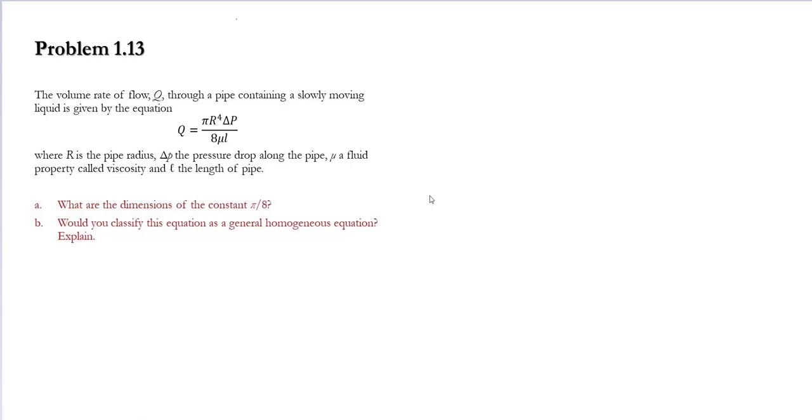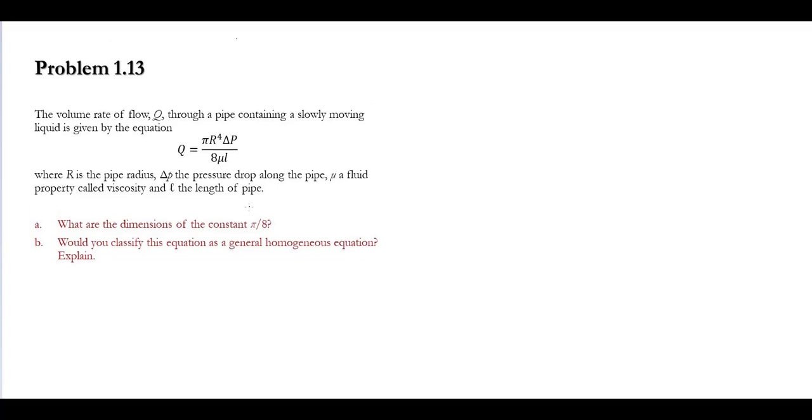Our goal is to find the dimensions of the constant pi over 8, and we need to determine whether this is a general homogeneous equation. Basically, we need to determine if it is dimensionally homogeneous. In order to solve this problem, we're going to write the dimensions of each quantity, and we're going to substitute them in the original equation. We need to find the dimensions of the constant pi over 8. Since it's a constant, we have to prove that it's dimensionless.